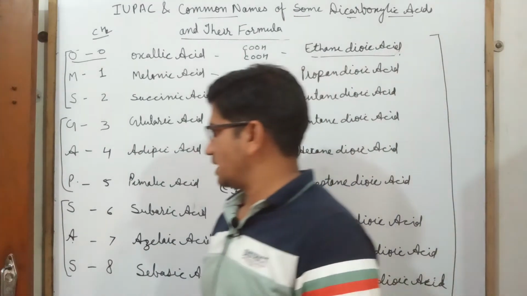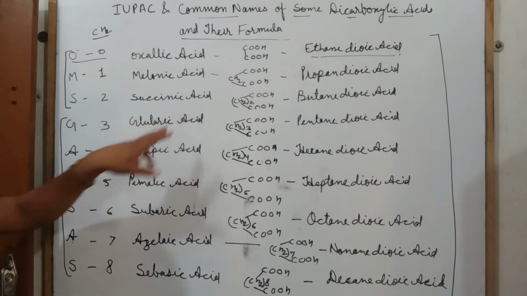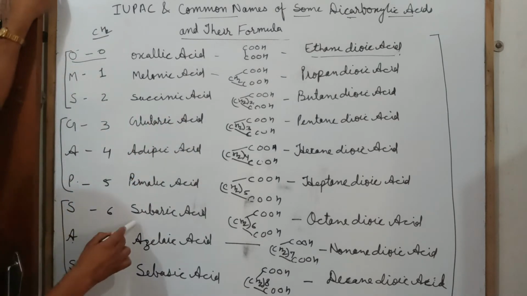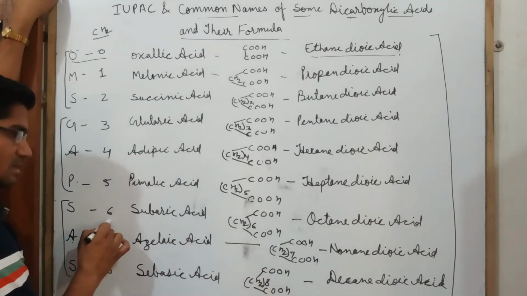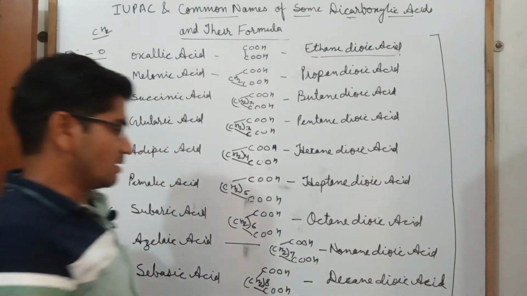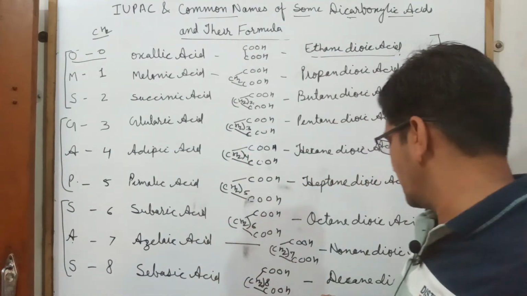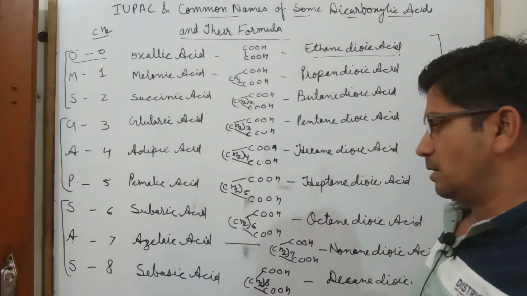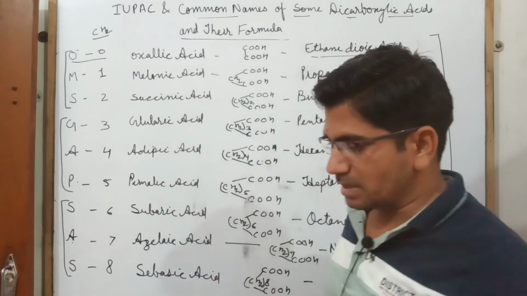And the second thing is like succinic: if the number of carbons is 4, then succinic acid. If the number of CH2 groups is 8, then this will be sebacic acid. So 8 is coming at the last, meaning decane dicarboxylic acid, or we can say decanedioic acid, in which the number of CH2 is 8, and this is coming at the last.